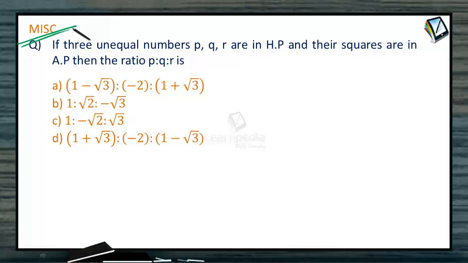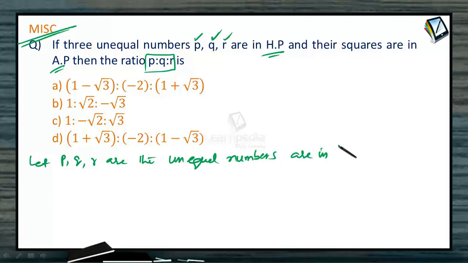Next we have one miscellaneous model: if three unequal numbers p, q, r are in harmonic progression and their squares are in arithmetic progression, what would be the ratio of the numbers? Okay, when there are three unequal numbers in harmonic progression, let us take p, q, r, whose squares are in arithmetic progression.